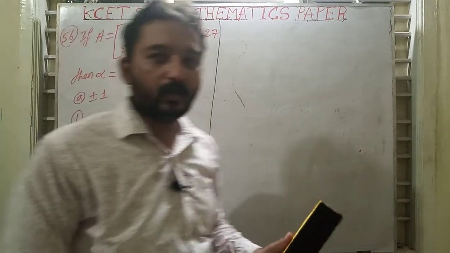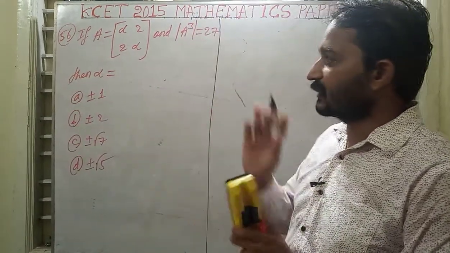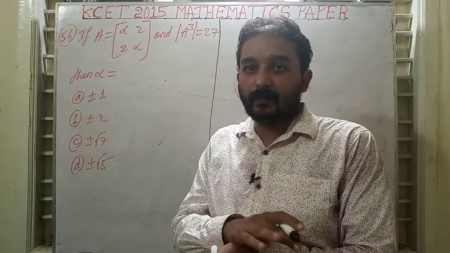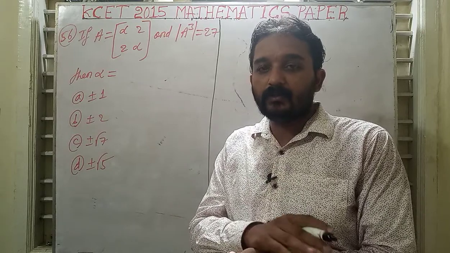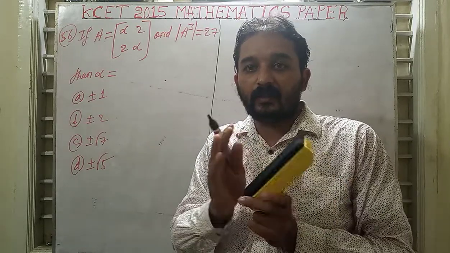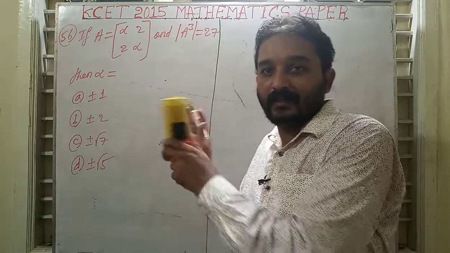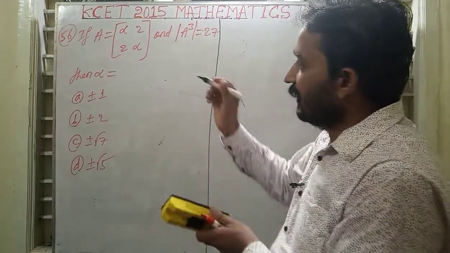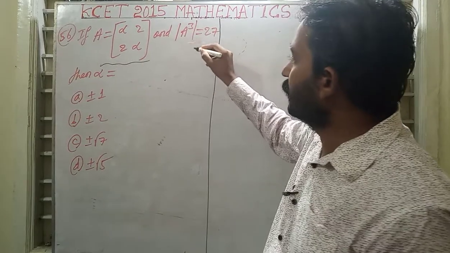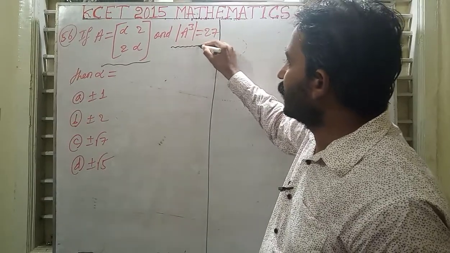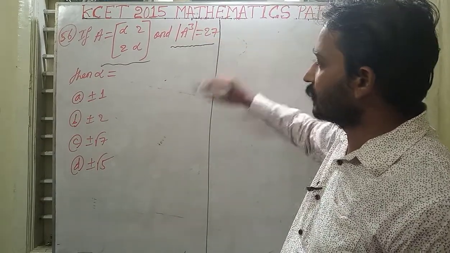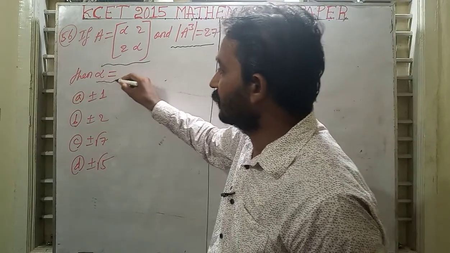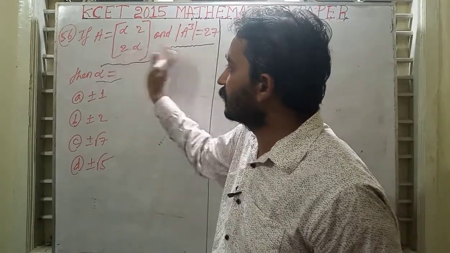So now let us move on to the next question, question number 56. This question is based on the chapter determinants. Usually they ask 2 or 3 questions on this chapter in KCET. Let us take the first question in this case. If A is given and determinant of A cube is equal to 27 is also given, then find alpha. This is what we have to find out. These are the given facts.